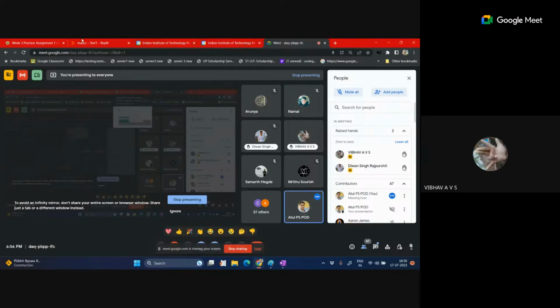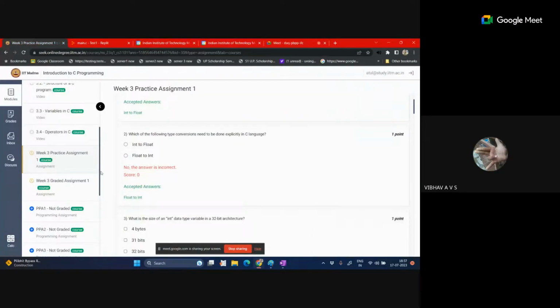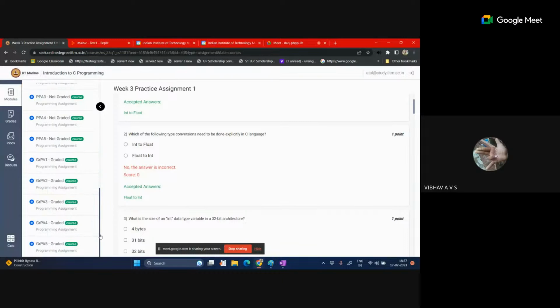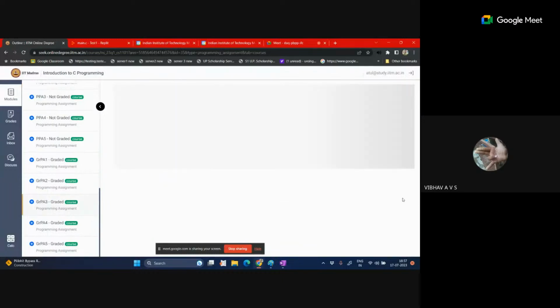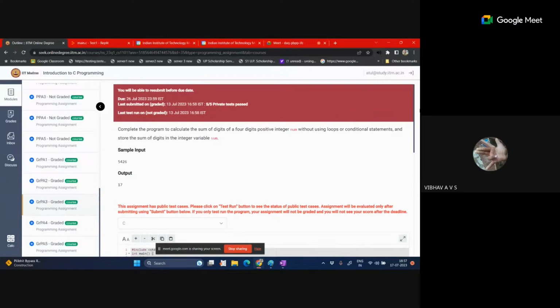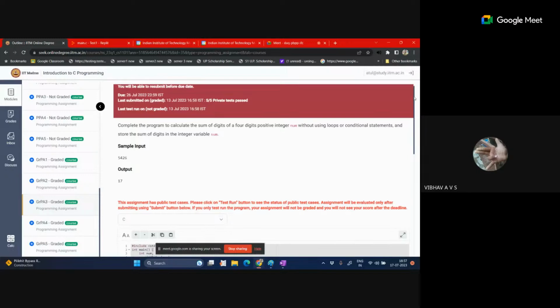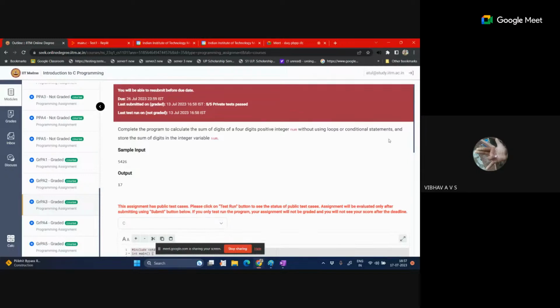Sir, in the same week, in the third programming assignment, I guess it's a graded one, I am not able to understand the question. It says to add all the digits of a number and give the sum, but it should be done without using a loop or any other method. You can write the code for this. Here, this information is given: you have only 4 digits. Can you give a hint on how to approach this?